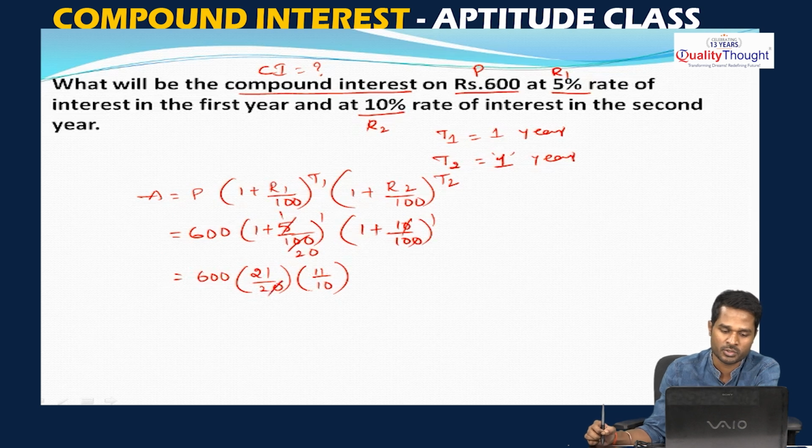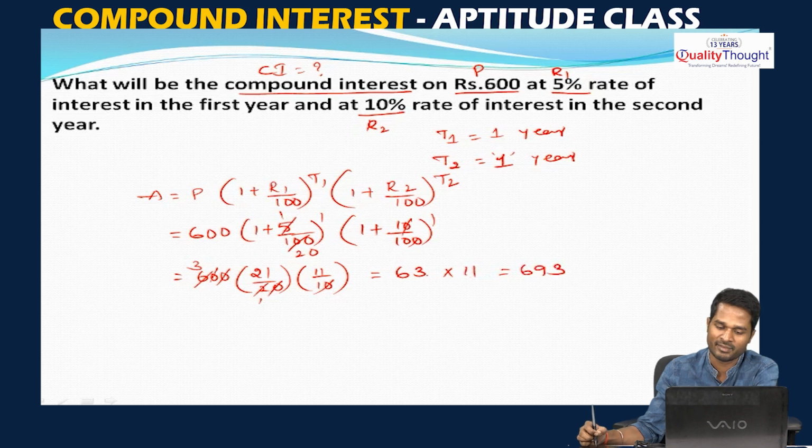The zeros will cancel here, and 2 ones are 2, 2 threes are 6. Now let us simplify this: 21 threes are 63, into 11. So 63 into 11 is 693: 11 threes are 33, 11 sixes are 66 plus 3, 69. That means the total amount to be paid on 600 rupees at 5% rate of interest in the first year and 10% rate of interest in the second year will be 693 at compound interest.